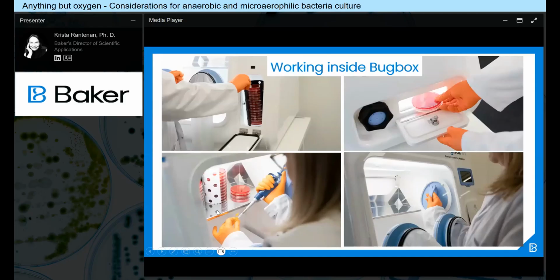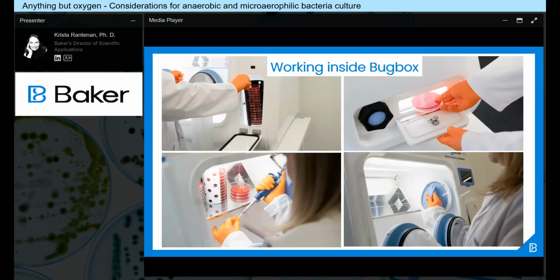So yeah, despite the compact size of the workstation, these models still have a good space to work inside, to do any steps involved in your bacteria culture workflow, sample collection, etc.